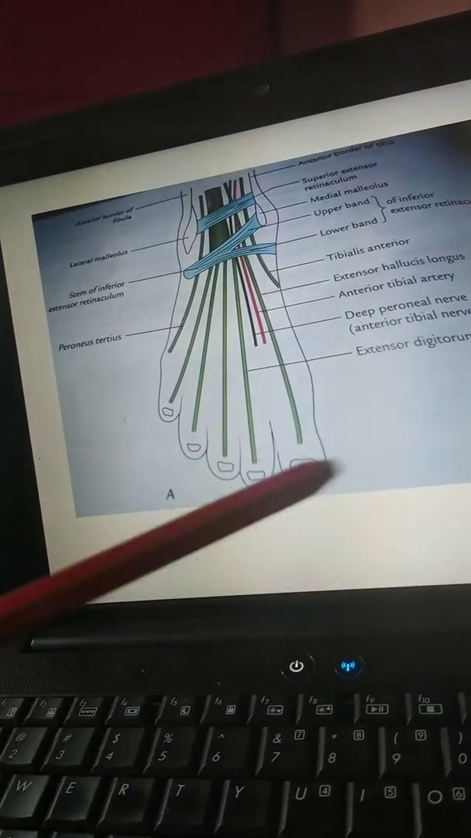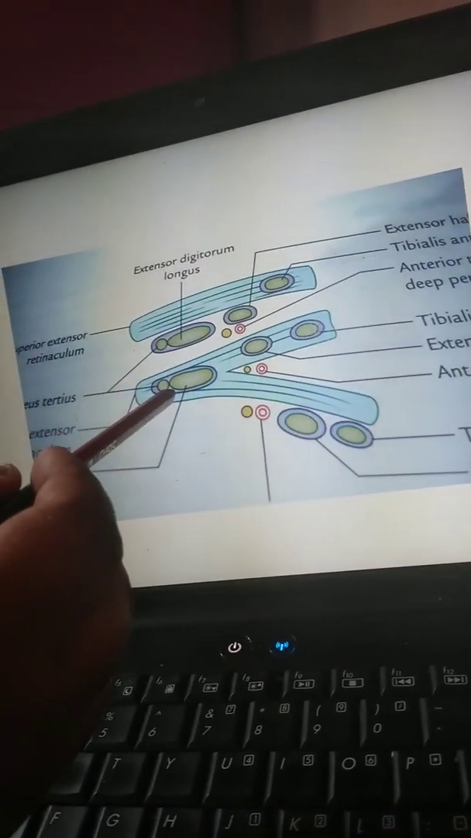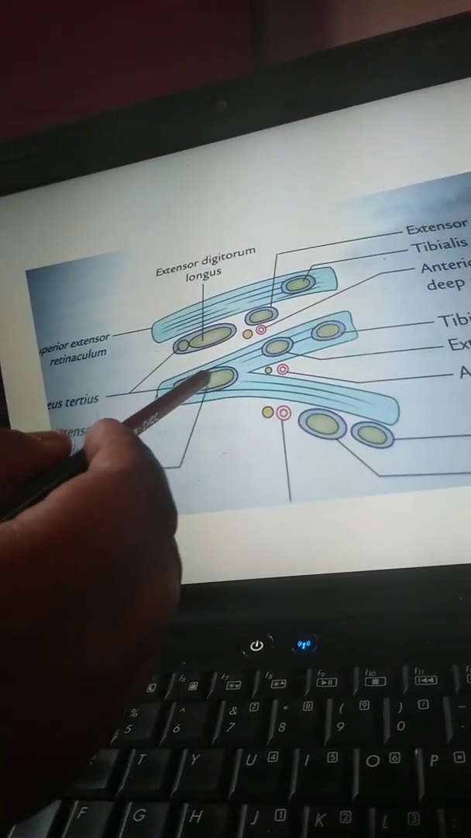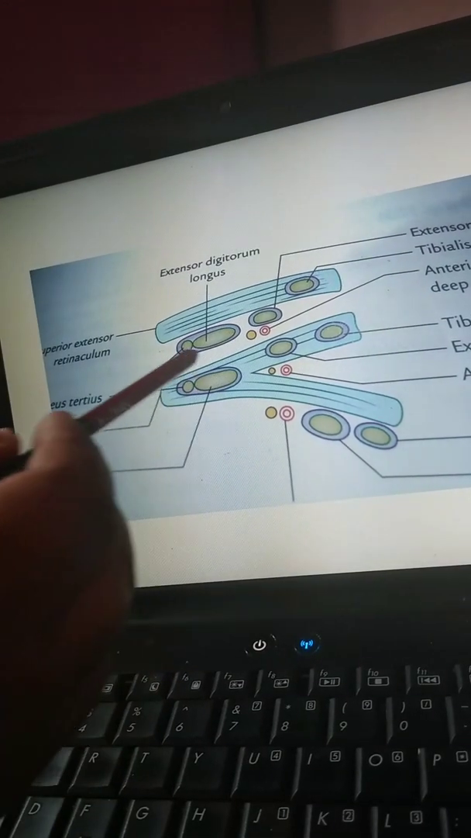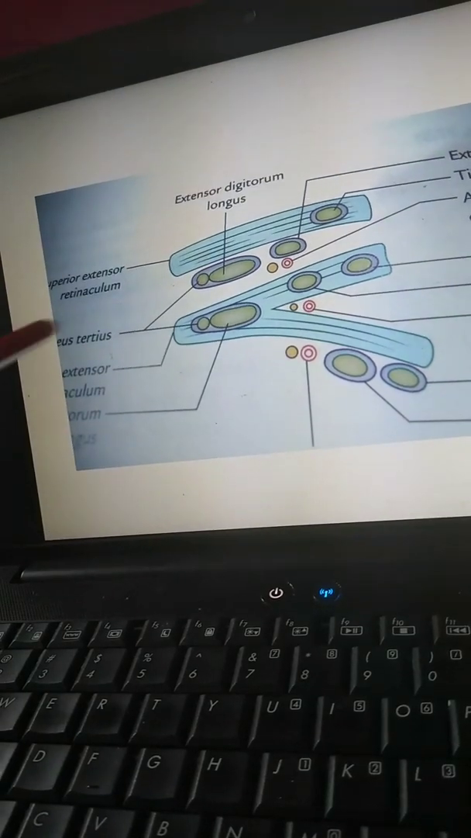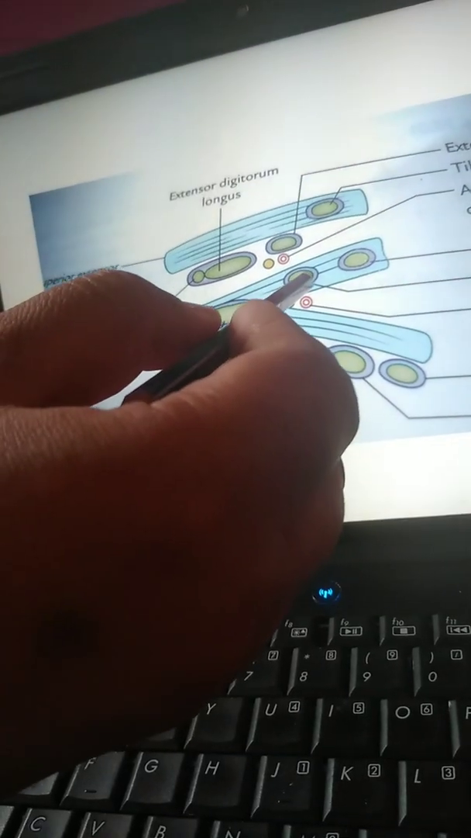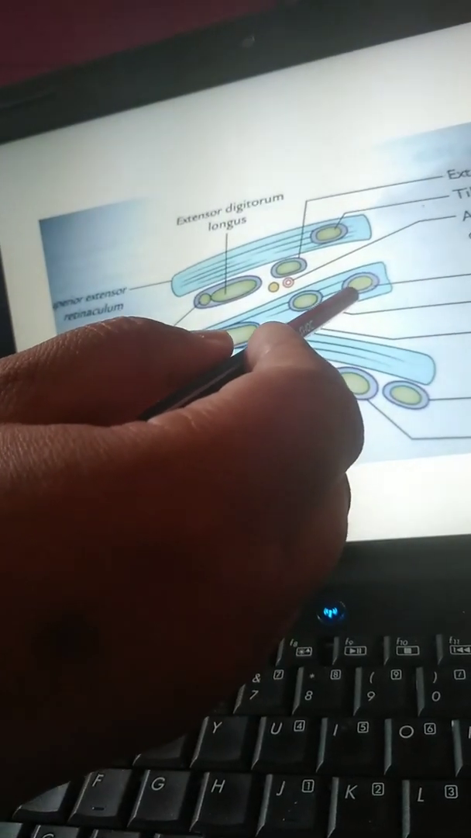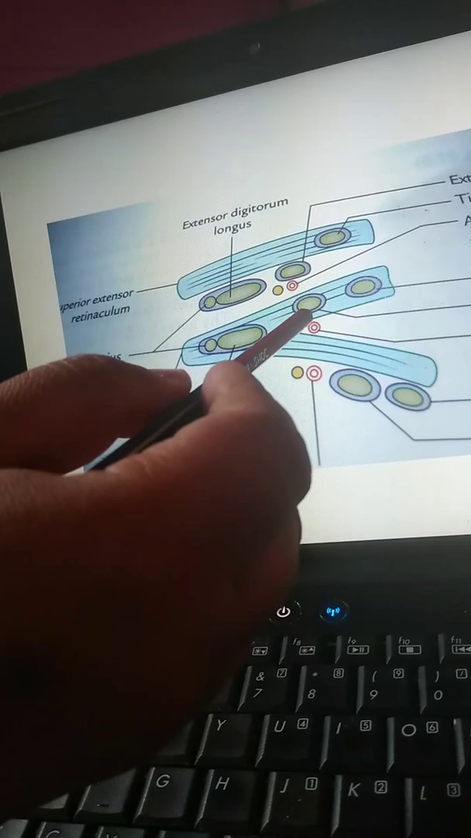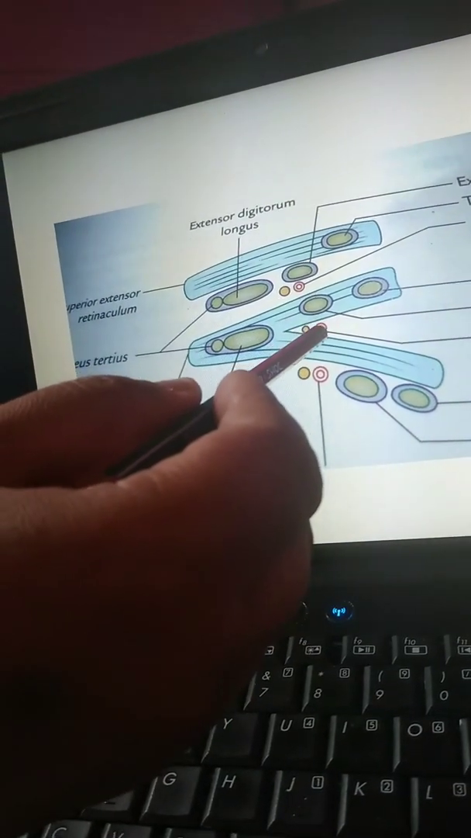Now the relations. The stem of the Y forms a loop around the tendons of extensor digitorum longus and peroneus tertius with their common synovial sheath. The upper band of the Y splits to enclose the tendons of tibialis anterior and extensor hallucis longus with their synovial sheaths. The anterior tibial artery and deep peroneal nerve pass deep to it.